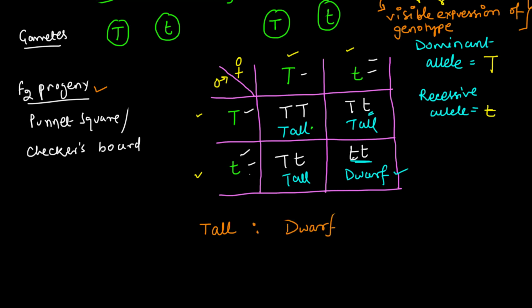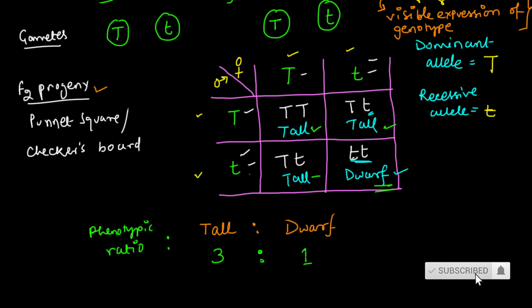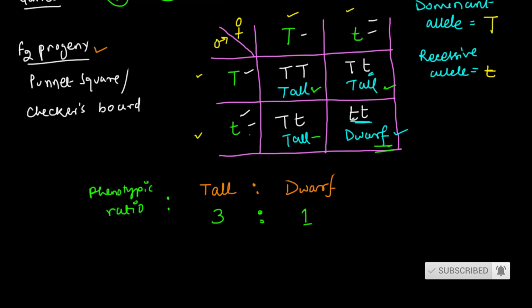If you count that, here we have tall 1, 2 and 3. So there are going to be 3 tall and only one that is going to be dwarf. So when we talk about phenotype and phenotypic ratio, we are going to have a ratio of 3:1 for tall to dwarf.